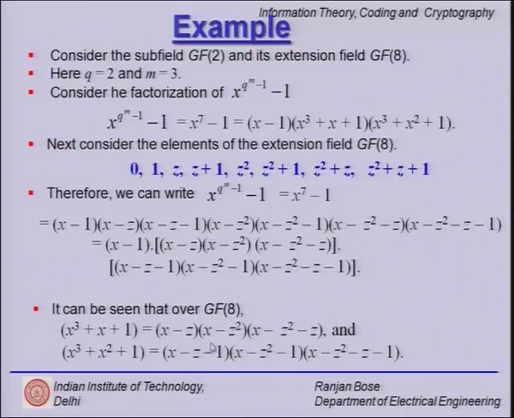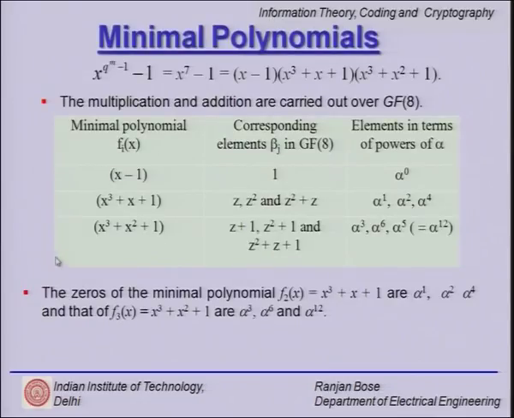So, zeros in the extension field, and the elements which correspond to the zeros are given by these BJs. For the first case, it is the product of x minus z, x minus z squared, x minus z to the fourth. So, these are the three elements in the extension field, and the other three elements, again in the extension field, correspond to this minimal polynomial.